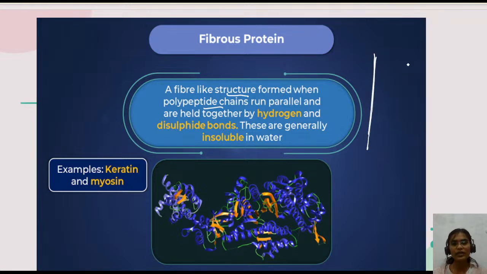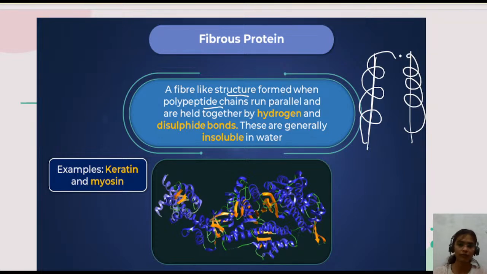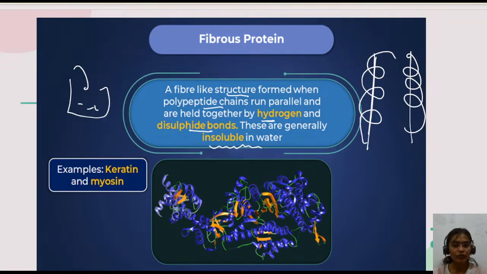Okay, so you have a kind of spiral. You know, this is how the spirals are present in our body, not straight lines. They run parallel and are held together by hydrogen bonds and disulfide bonds, and they are insoluble in water. Examples are keratin and myosin. Have you ever observed that if you take a hair and try to dip it into a glass of water, it's not like after some time the water dissolves the hair? No, hair is insoluble in water. Keratin is present in our hair.